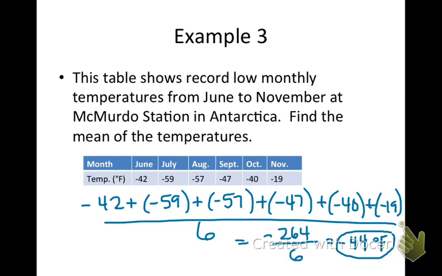Okay, sorry, I had a little bit of technical difficulty there. So to finish this problem, the mean of the temperatures would be negative 44 degrees Fahrenheit.